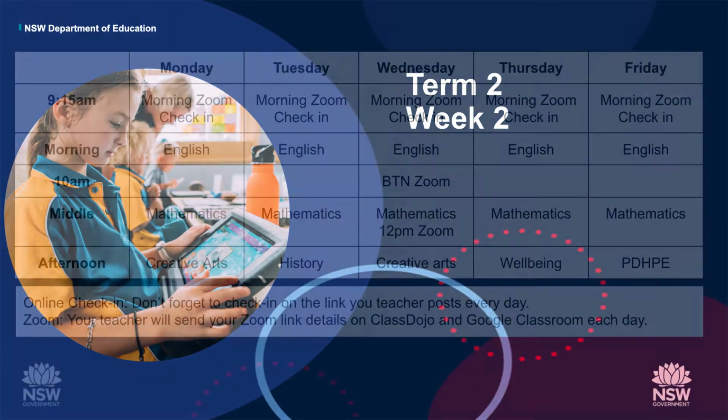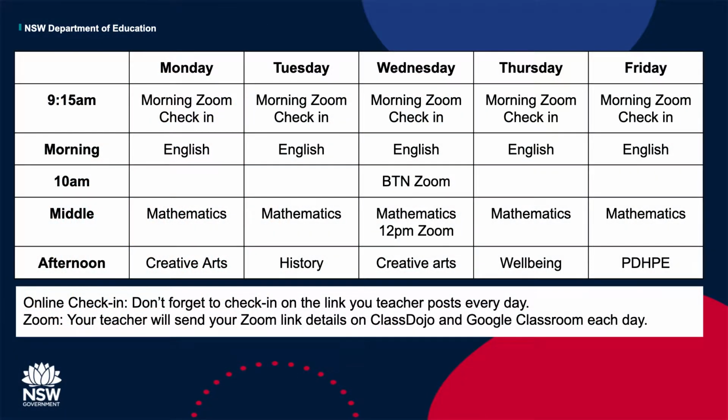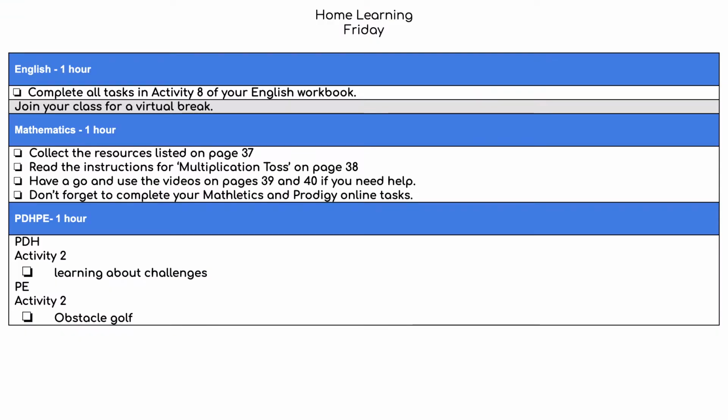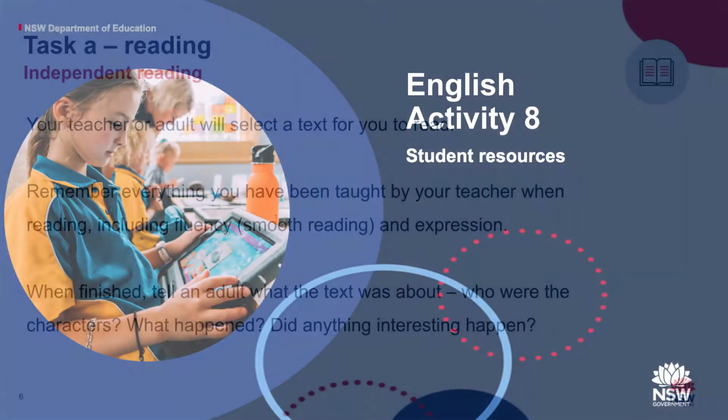Okay, term 2, week 2. Today you can see that we have a morning Zoom check-in. We have our English work, our maths work and PDHP work all on Friday. It says complete all tasks in activity 8 of your English workbook for English. So we'll look at that first. I'm not going to read the other things because when we get to that, we can read it.